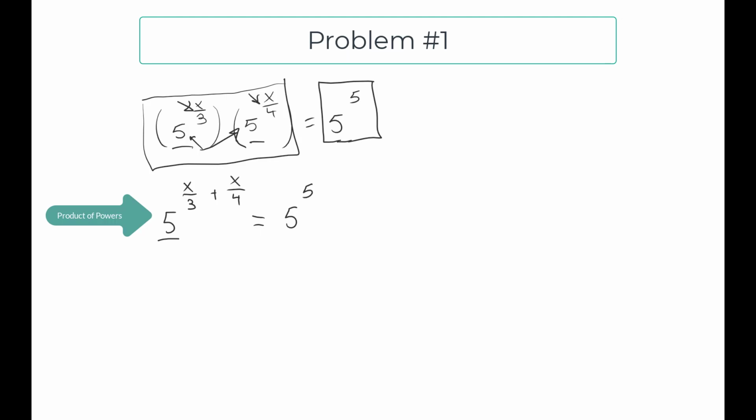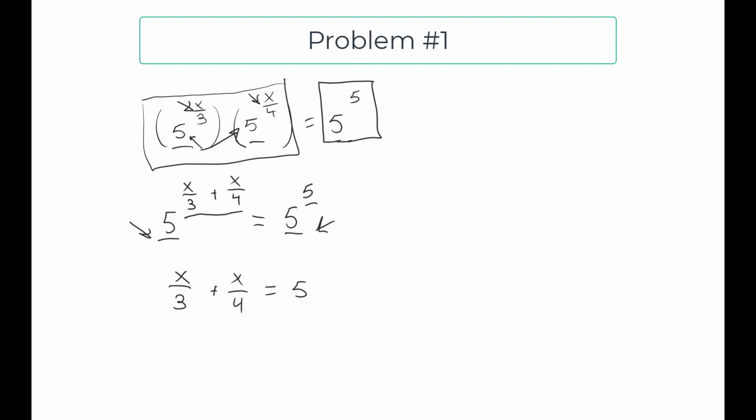Now I can note again that I have the exact same bases on both sides, and the only thing that's different between them is their exponents. That must mean that the only way that this can be a true statement is if the exponent of the left side is equal to the exponent of the right side. So we're going to ignore these 5s for a little while, and we're just going to set the exponents equal to each other. Because when they are equal to each other, that's when we'll have a true statement.